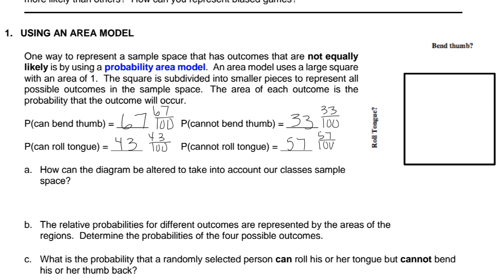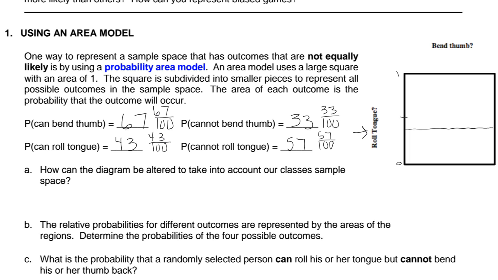Okay, so we want to represent that over here in this box. What we do is divide this out based on our percentages. Over here in the roll tongue area, we have either yes or no. There's no other options besides yes or no. The percentage of students that could roll their tongue was 43. So we divide this out, like here's 0%, here's 100% up here. If this is the middle right here, then 43 would fall just below that, right along there.